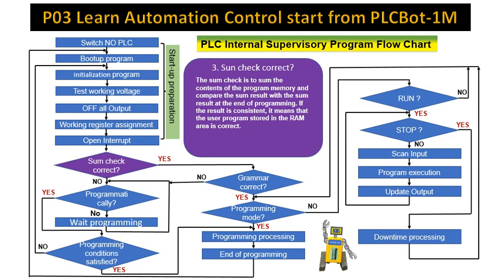Sum test correct. The sum check is to sum the contents of the program memory and compare the sum result with the sum result at the end of programming. If the result is consistent, it means that the user program stored in the RAM area is correct. It is also a method of verifying the I/O bus.